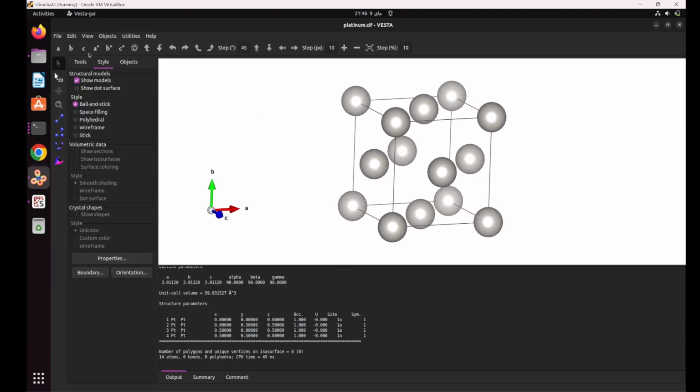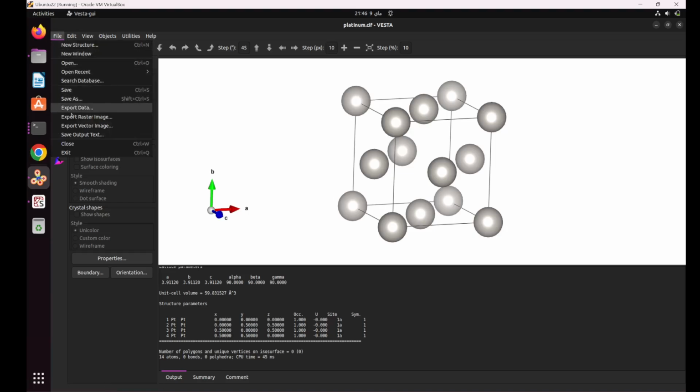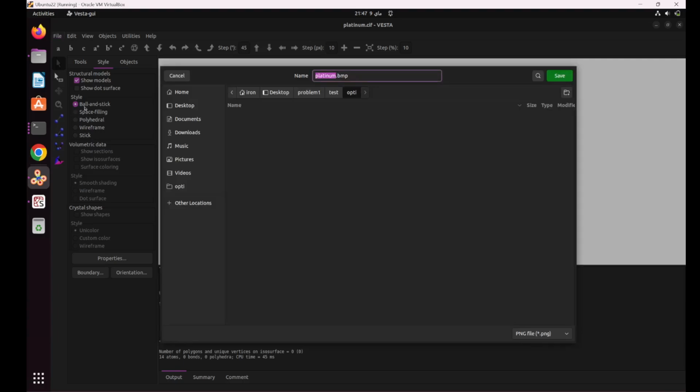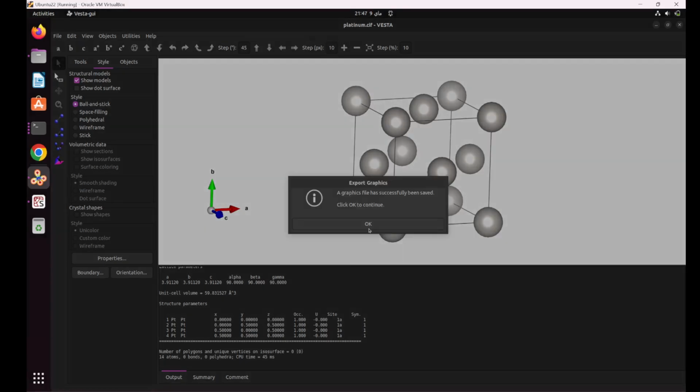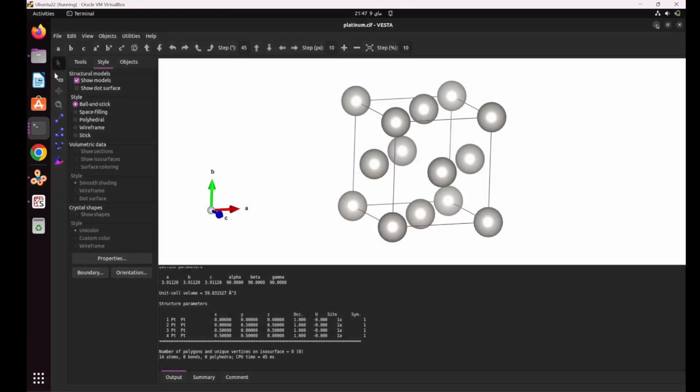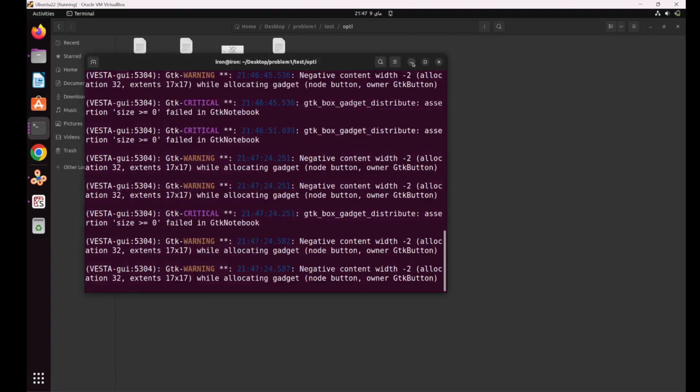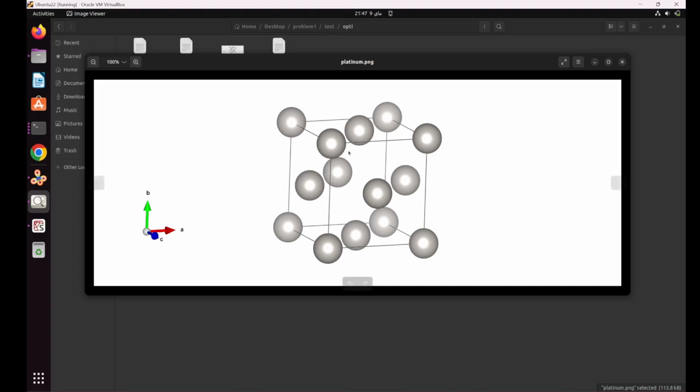I can save this as an image from the file menu, export image, and I can choose any format, for example PNG, that's fine. Then I call this platinum.png and save. The scale, yeah, 1 is fine, similar to what I see. Okay, and this was successful. Let's confirm this for a second. Yep, here we go. That's the PNG image.